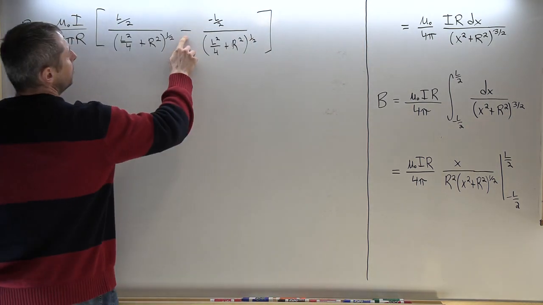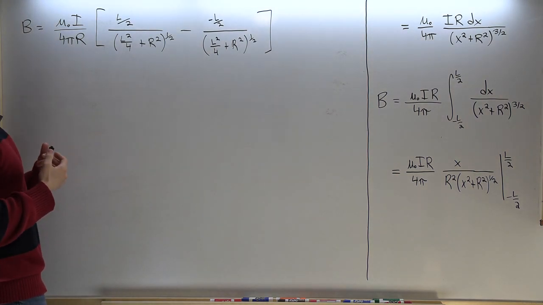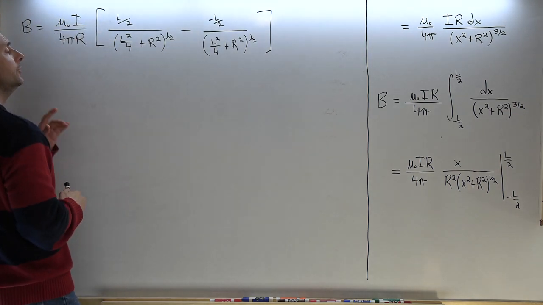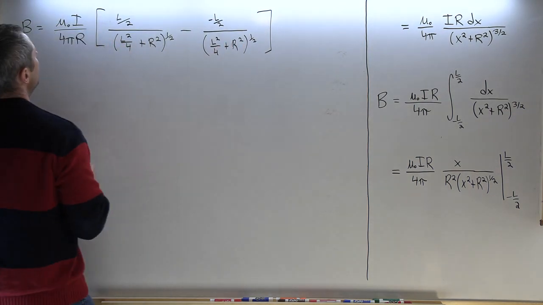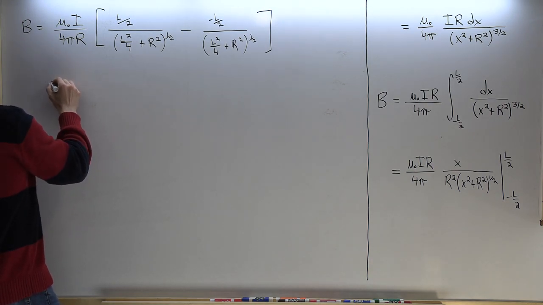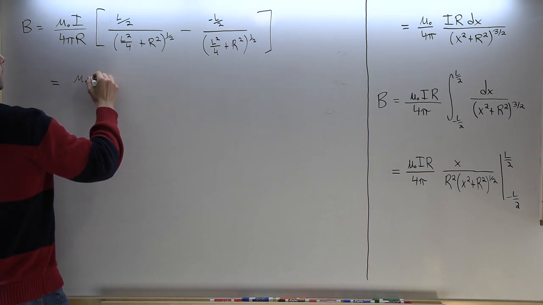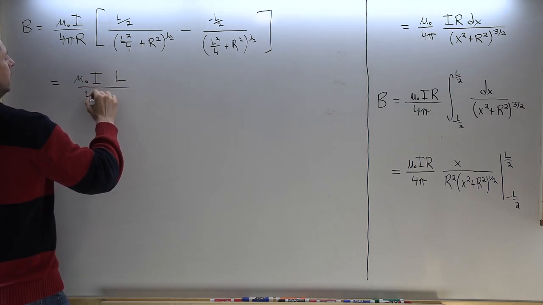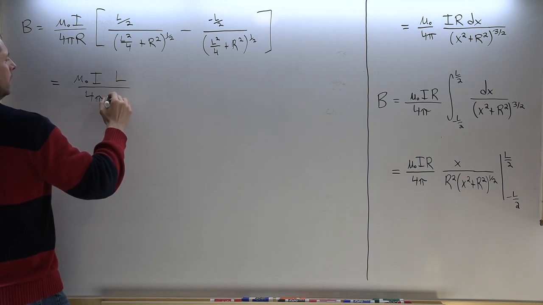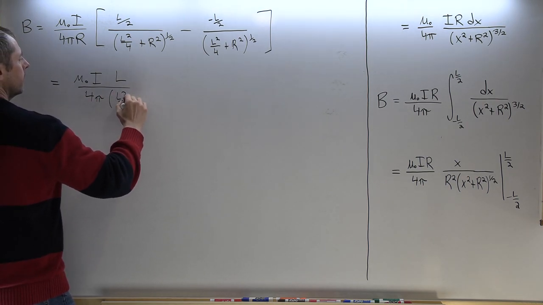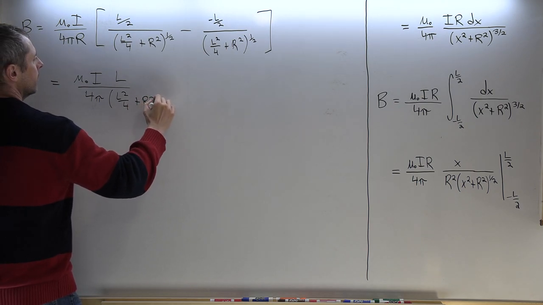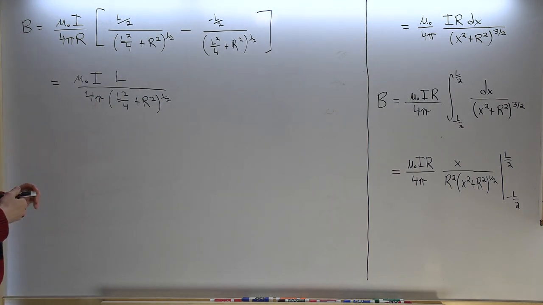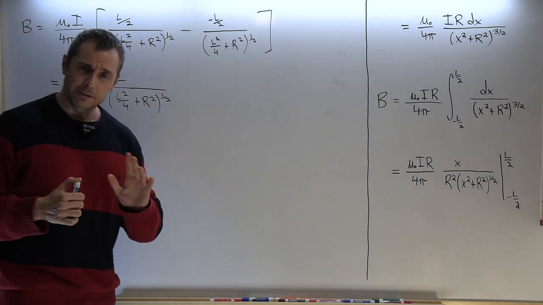All right, well, this minus and minus basically turn into just plus. So I've got L over 2 plus L over 2 in the top, which just gives me L, because I already have a common denominator here. So this just becomes mu 0 I L over 4 pi. Okay. Now, technically, we could just leave it here and be done.